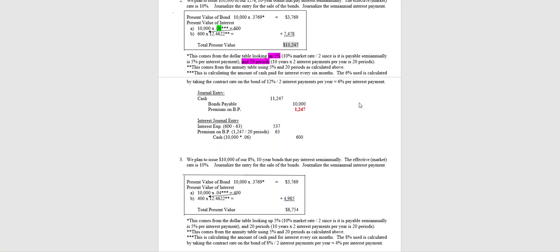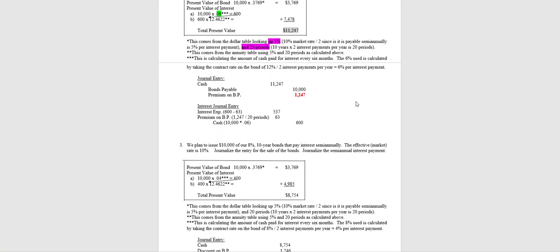Hello, this is Connie Belden, and we're going to continue on with net present values. We just went over when it's issued at a premium, and we talked about that every 6 months you will have a journal entry that looks like this.